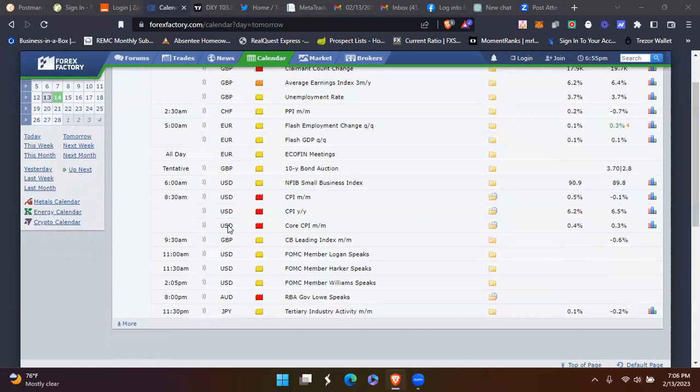So the main thing that we have for tomorrow is CPI. We have month to month, year to year, and we have core CPI month to month. As you can see, all very high impact news coming out tomorrow morning, 8:30 a.m. New York market. So please, please, please govern your trades accordingly.